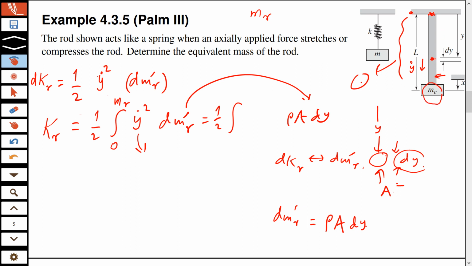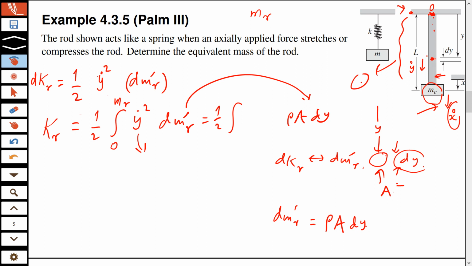Remember, as this concentrated mass moves at velocity x dot downward, it will stretch the rod, but it cannot move this point. So the velocity at this point will be 0. Now you have a gradient of velocity. The velocity will vary from 0 to this maximum value x dot. Which means that the velocity will have a value of 0 at this point and a maximum value of x dot at this point.